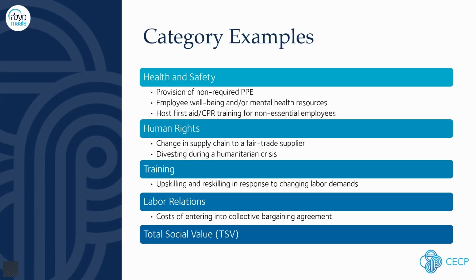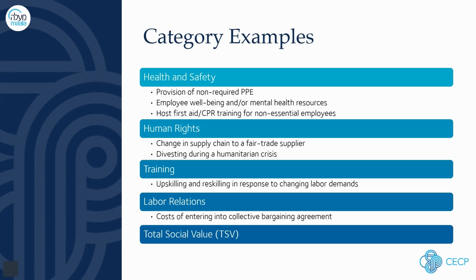For health and safety, there's provision of non-required PPE, outside of what you're required to do by whatever your local health and safety boards require. Employee well-being or mental health resources like EAPs. If you host first aid or CPR training for non-essential employees, those are all examples of health and safety. Human rights, if you change something in your supply chain to a more fair trade supplier, that would count. If you are divesting from an organization during humanitarian crisis, that would count as well.